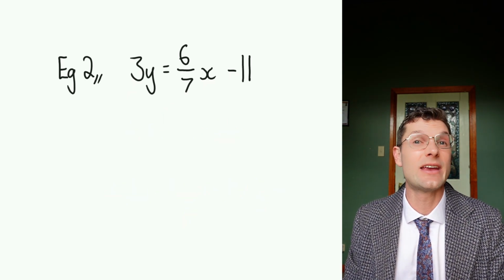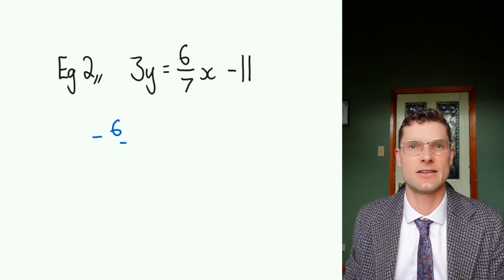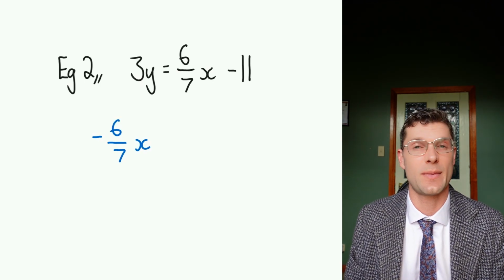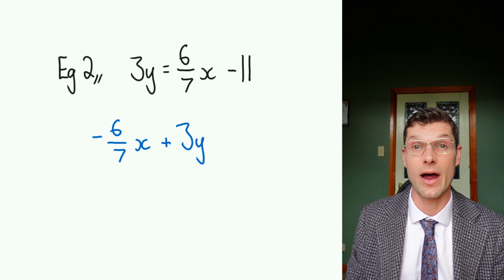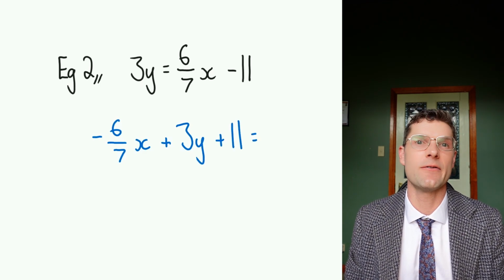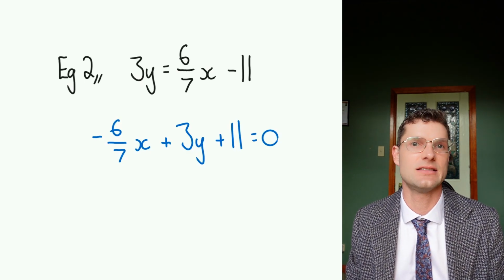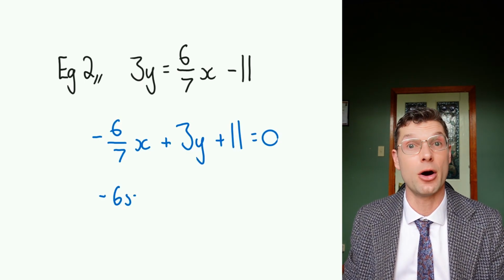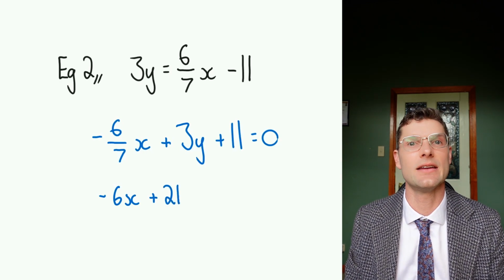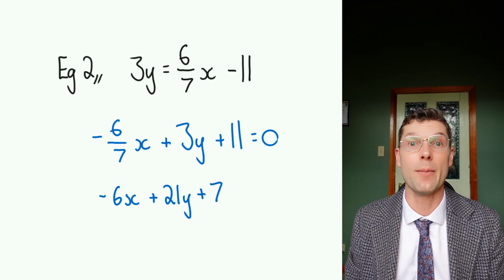Just really quickly, we can do it the other way. We can move x and the constant term, but we do just have to make sure we're multiplying everything by -1 at the very end. So if we do it this way, we've got -6/7x plus 3y plus 11 is equal to 0. Again, I'm going to multiply everything by that 7, so I've got -6x plus 21y plus 77.